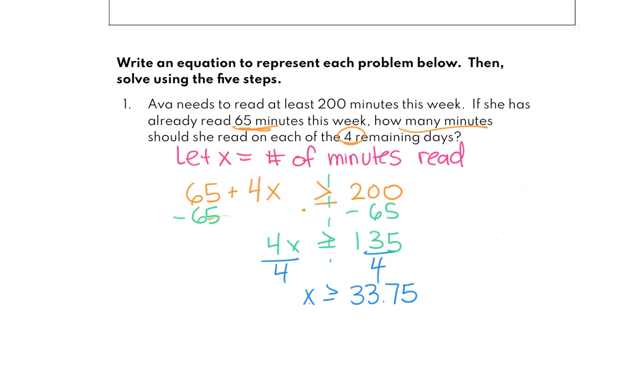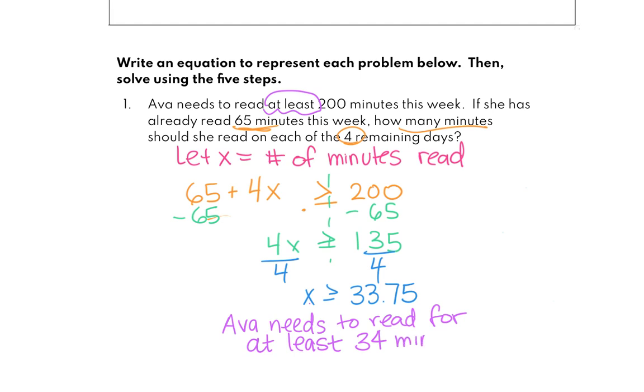So we have the number of minutes she needs to read per day has to be greater than or equal to 33.75. So I'm going to use the wording that is in the question itself, and I'm going to write Ava needs to read for at least, let's just round this to 34 minutes per day.